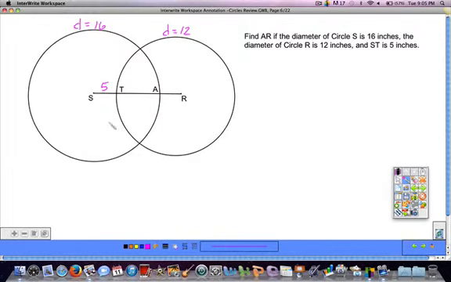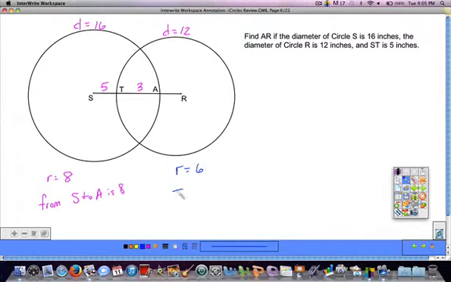Okay? Well, in this case, the diameter is 16, so if I look at SA right here, this whole thing, this is a radius, right? So if the diameter is 16, the radius must be 8. So from S to A is 8. Well, if from here to here is 5, then that must be 3, so that equals 8. Okay? On the other side, if the diameter is 12, that means the radius must be 6.